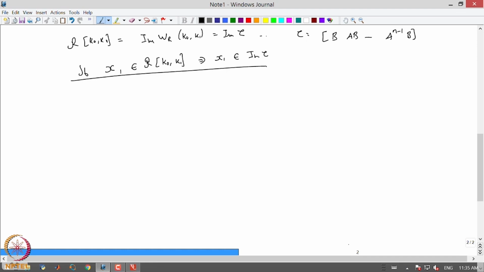So, we will show the converse, that is, assume that x1 is actually in the image of C. Now, we have to check if this actually means that this x1 is also in the reachable subspace, which is nothing but the image of the reachability Gramian from k naught to k1.